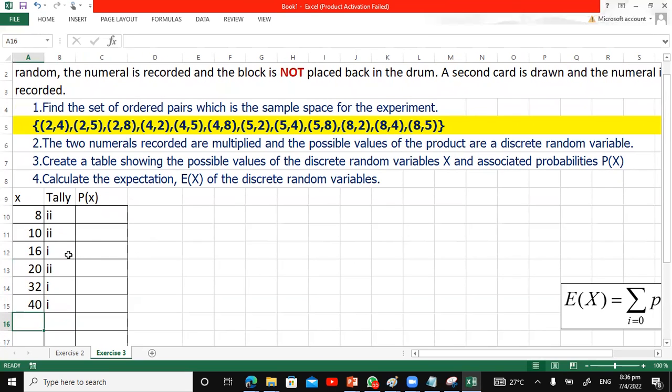8 times 2, that's 16. We have a second value for 16. 8 times 4, that's 32. So we have a second value for 32. 8 times 5, 40. So we have a second one. All right, so in this case, each of them is there twice. All right, so let's work out the probability. Therefore it means that the probability of getting an 8 is going to be 2 out of 12.